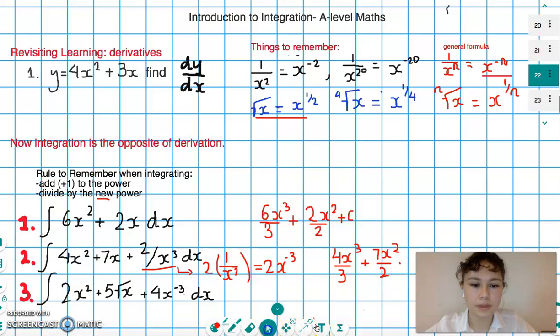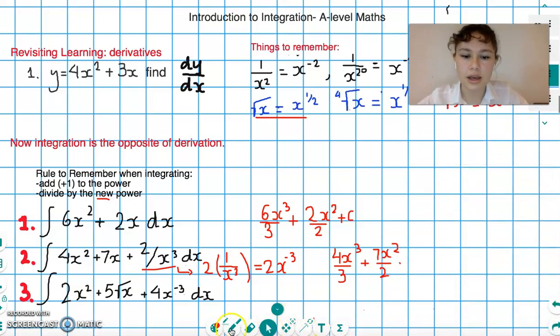Now, just move this. Now we have to integrate this expression right here. Minus 3 plus 1, which is minus 2, divided by 2, which will give us a negative number. So that'd be minus 1. So we have to write a minus here.